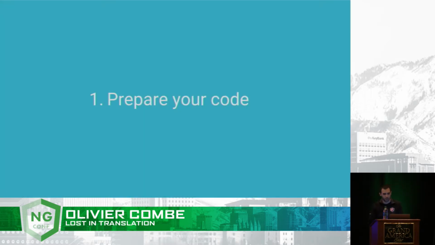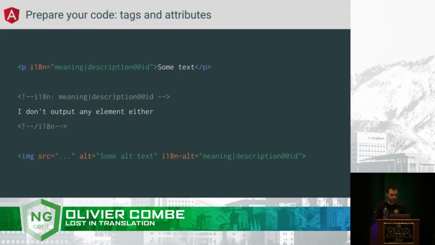Okay, so let's prepare the code. How can you use i18n? In your templates, there are a lot of different ways to do it. The first one is to add an i18n tag attribute to your elements, and you can add some text to this attribute, separated in three parts. The first one is the meaning, then the description, and then the last one is the ID. All of them are optional.